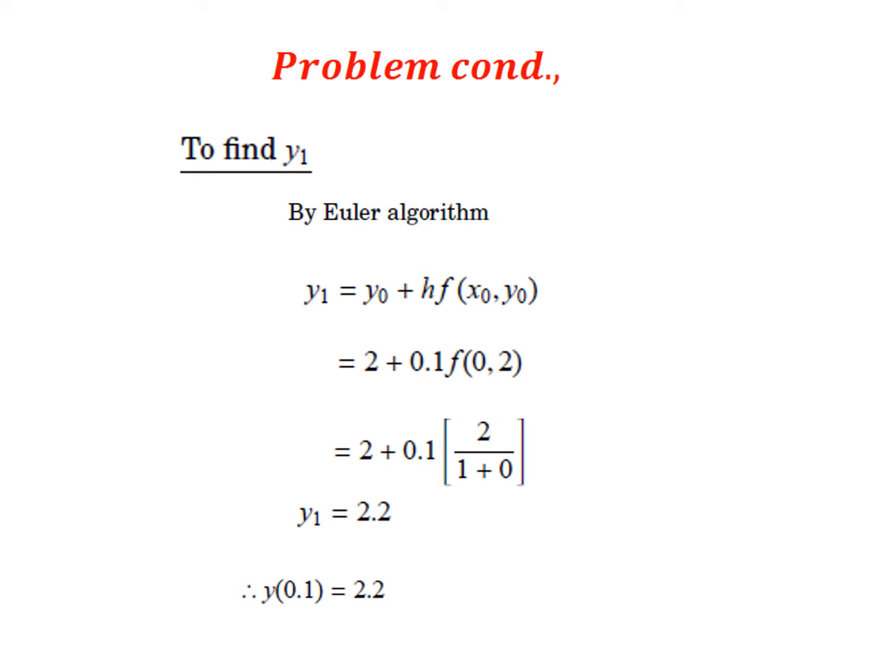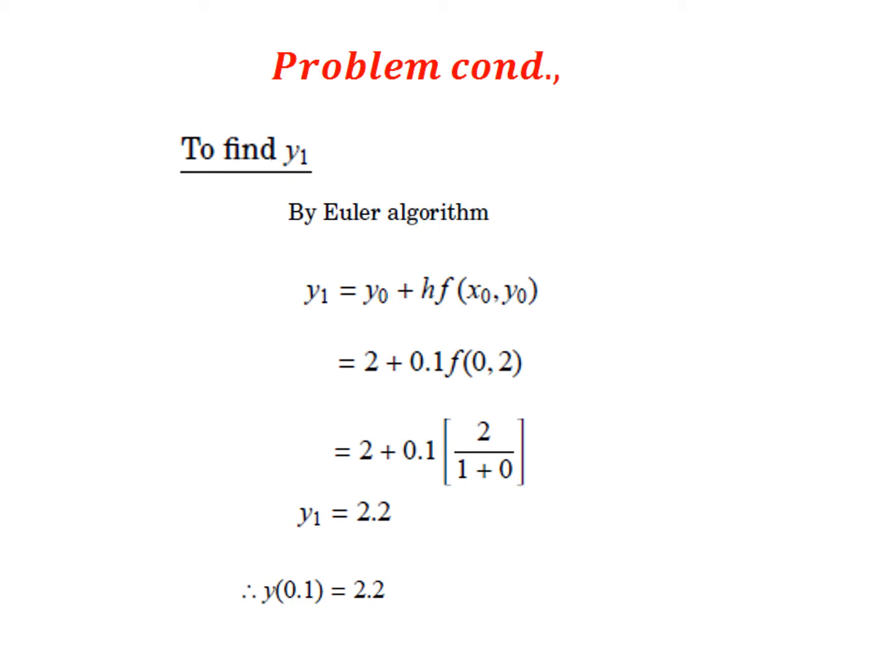Now we are going to find y1 by using Euler's algorithm. The formula is y1 is equal to y naught plus h into f of x naught comma y naught. Now we are substituting all those values here. Y naught is 2, from the previous slide, and h is equal to 0.1. For f of x naught comma y naught, x naught is 0 and y naught is 2. We replace this 0 comma 2 in the given f of x comma y, which is y by 1 plus x, in place of x and y. I got this particular expression.